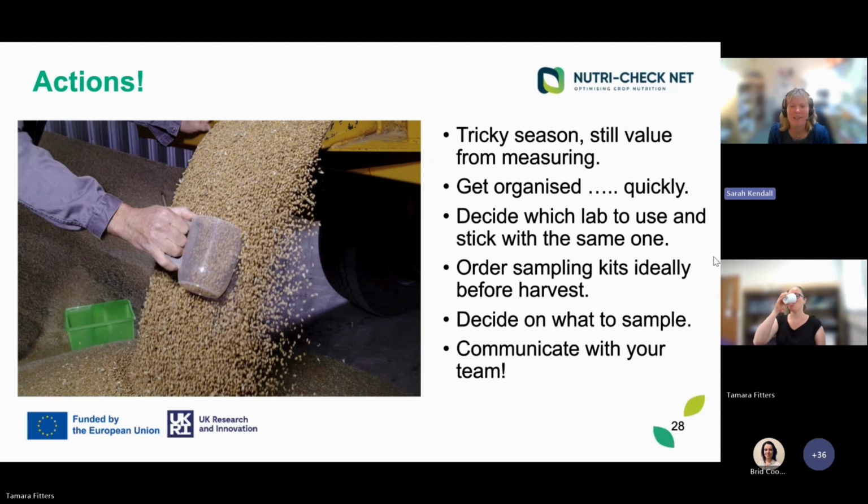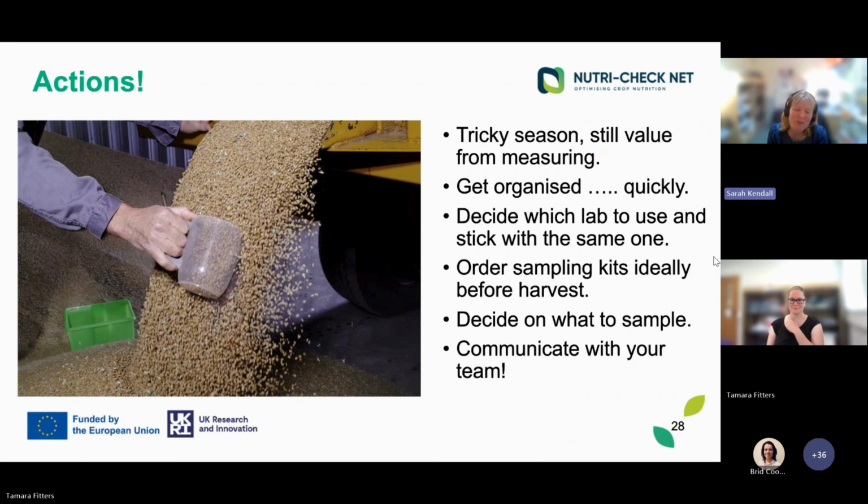If grain analysis is something you're considering, it's really important to get organised quickly. Decide which lab you want to use and try and stick with the same one. So from year to year, if this is something that you're going to be using, try and work with the same lab. Ideally, order sampling kits before harvest and make a plan of what you want to sample.